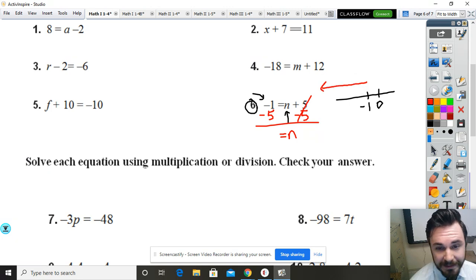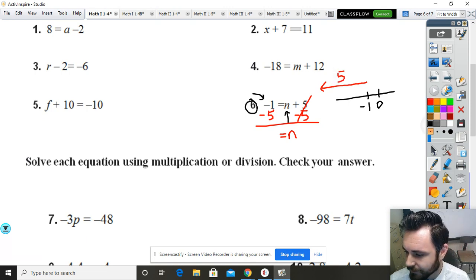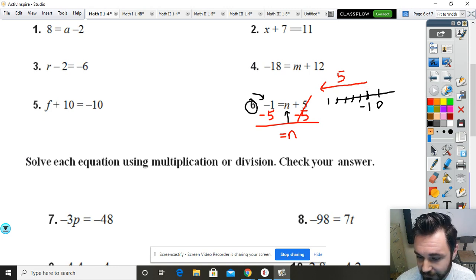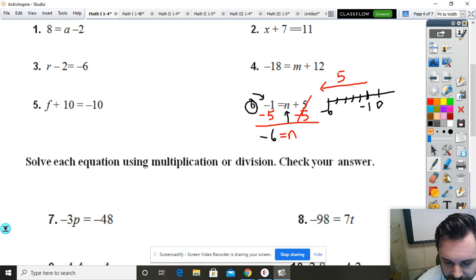Notice if we're subtracting or going negative, we're going to go to the left 5 since it's -5. And if I'm starting here at -1 and I go 1, 2, 3, 4, 5 this direction, where do I actually end up? It looks like -6.